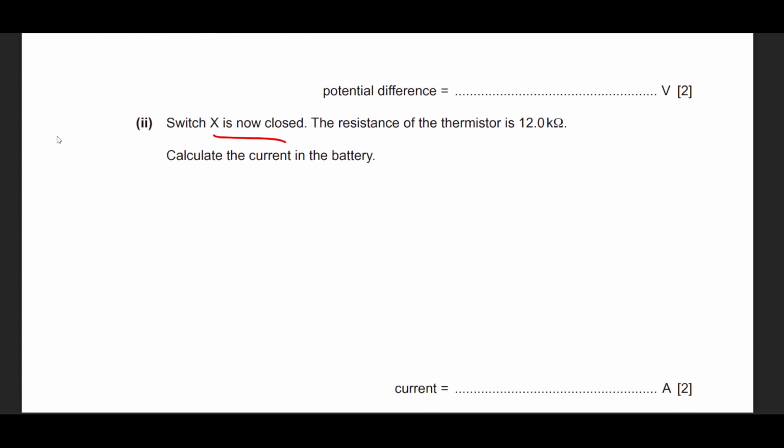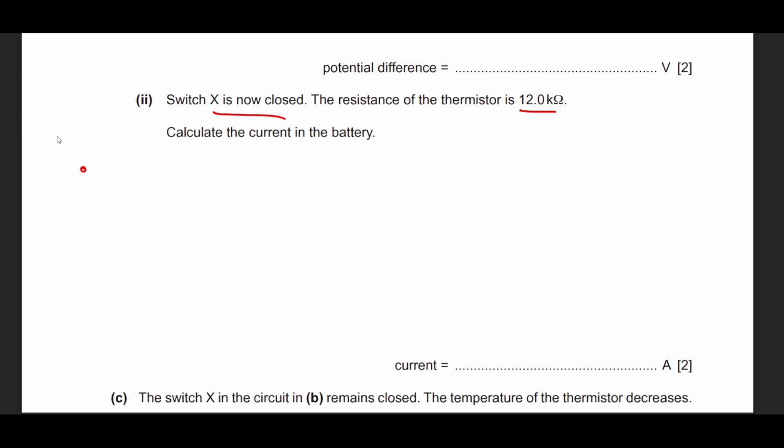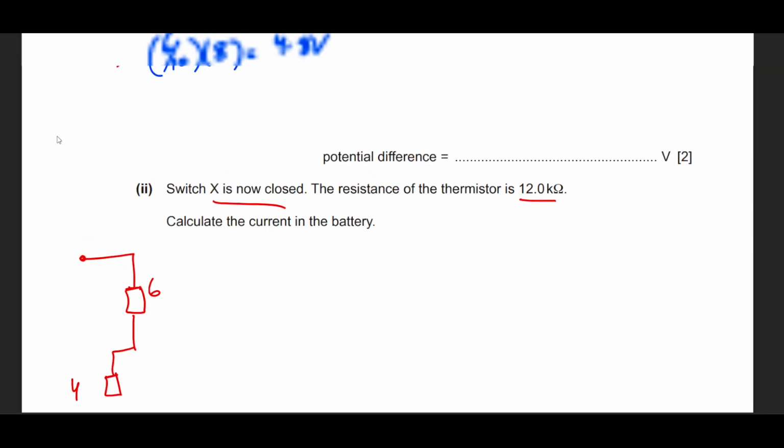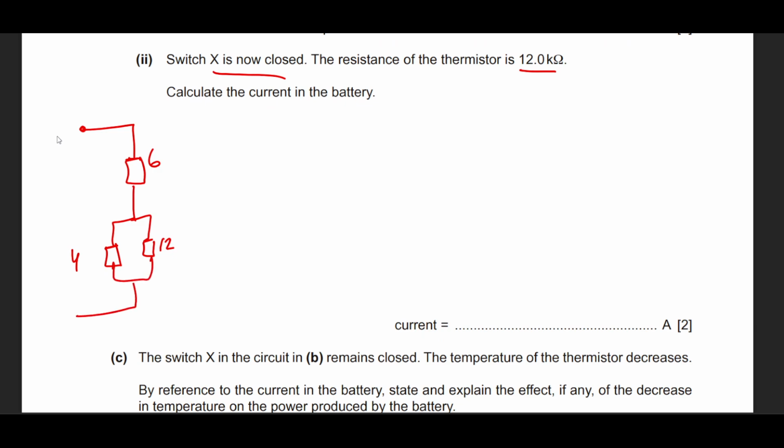He says now switch X is closed. Okay, fine. The resistance of thermistor is 12 kilo ohms. Calculate the current in the battery. No problem at all. You see now the circuit effectively looks like this: there is a resistor of 6 kilo ohms over here. Then we have a resistor over here that is of 4 kilo ohms, and another resistor is 12 kilo ohms. This is what the circuit looks like.